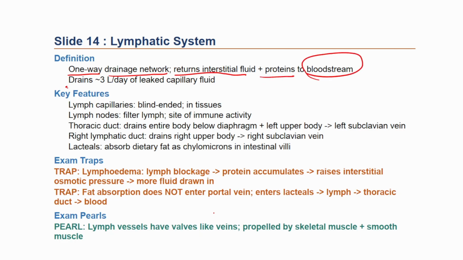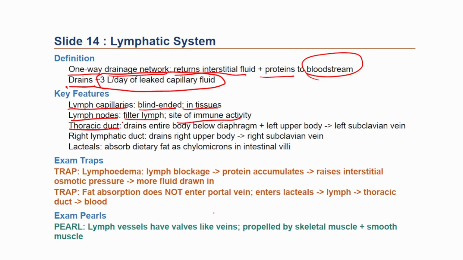This lymphatic system acts as a continuous safety valve, draining approximately 3 liters of leaked capillary fluid every single day. The initial collecting tubes are called lymph capillaries, which are completely blind-ended and are positioned directly within the body tissues to gather extra fluid. Lymph nodes serve as local filtration stations that clean the lymph and act as major sites for active immune responses against pathogens.